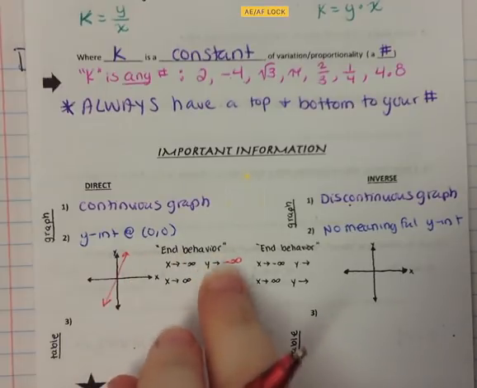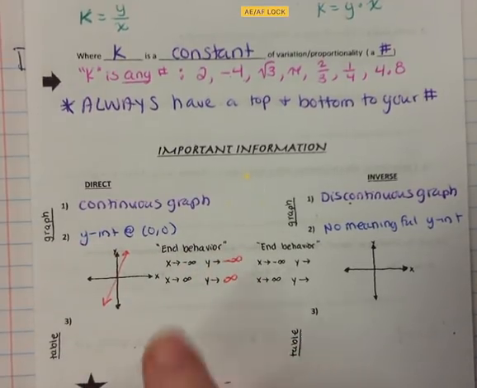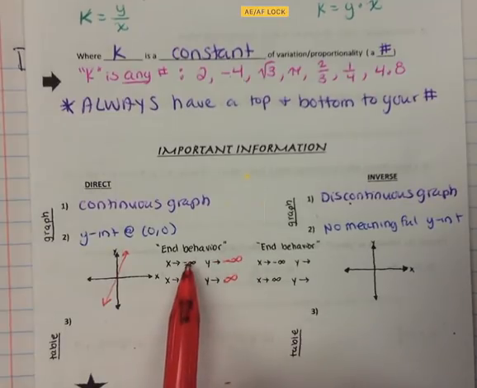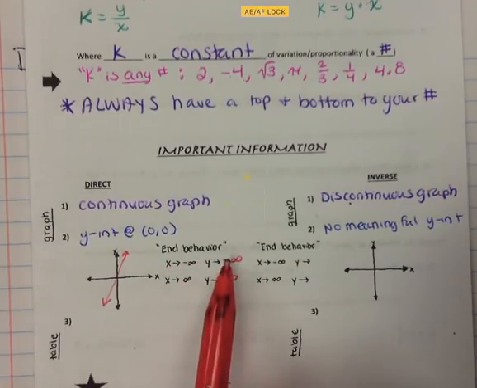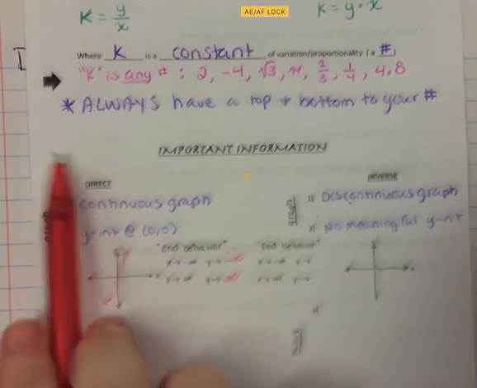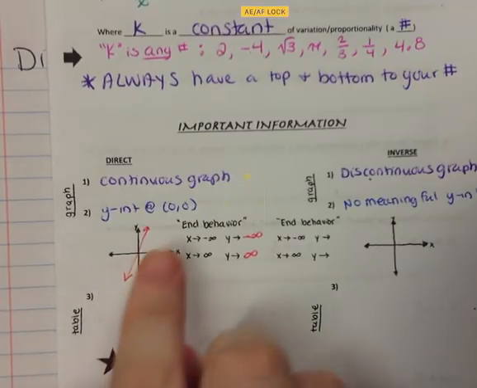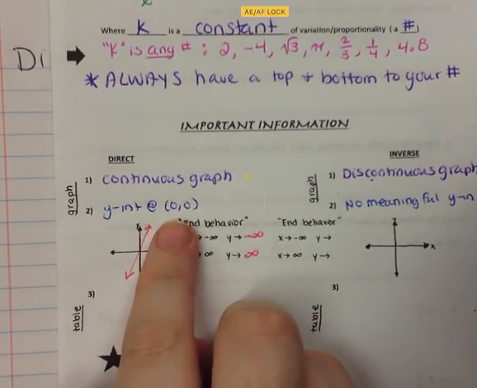Now these can change depending on which way your graph is going. So you just have to make sure you know, as x's are going left, is your graph also going up or down? If you look on the left side of the graph, is your arrow pointing down or up? And on the right side of the graph, is your arrow pointing down or up?